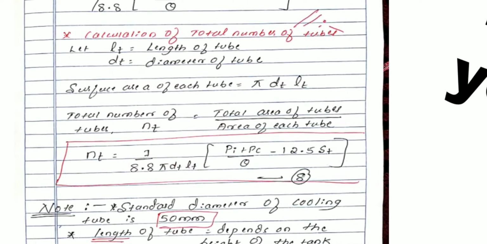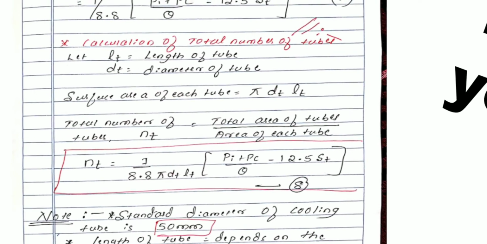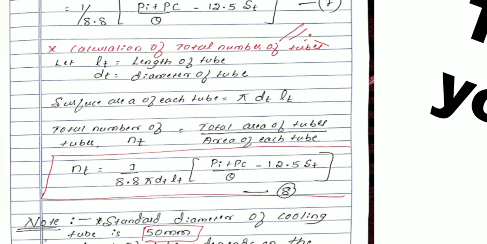So let me take first, the length of a tube is LT. L stands for length and small t stands for the tube. Second one is the diameter of a tube. D stands for diameter, and t stands for the tube here.